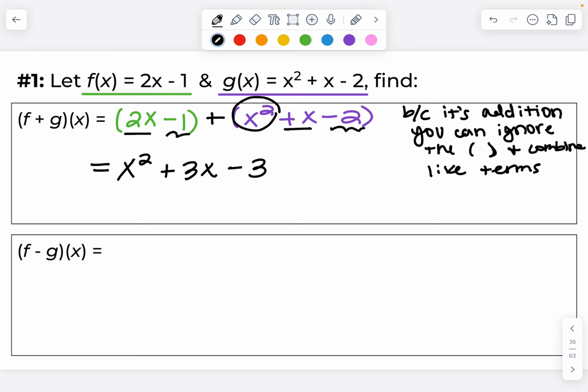And that's my answer. The notation might feel scary initially, y'all, but I promise these aren't that bad once we get into them. We're really just writing these two equations down and then combining like terms.